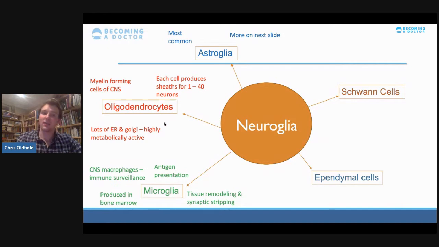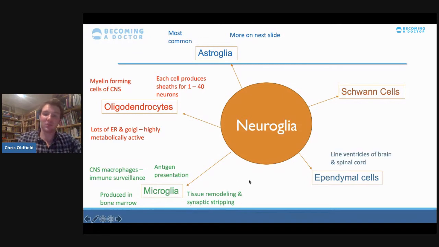Unlike all of the other central nervous system cells, these are actually produced in the bone marrow. So they're more along the lines of the immune response cells, your white blood cells. And they also have a few other jobs. One of them is tissue remodeling and synaptic stripping, which is not too important.